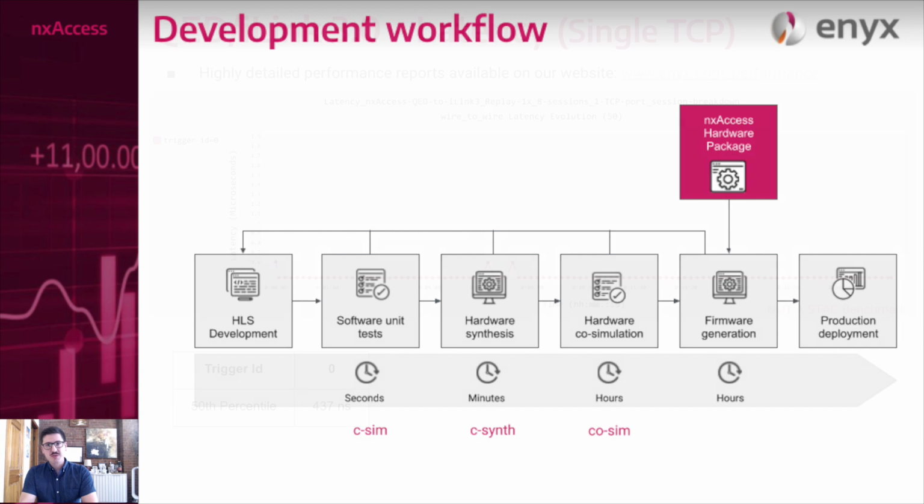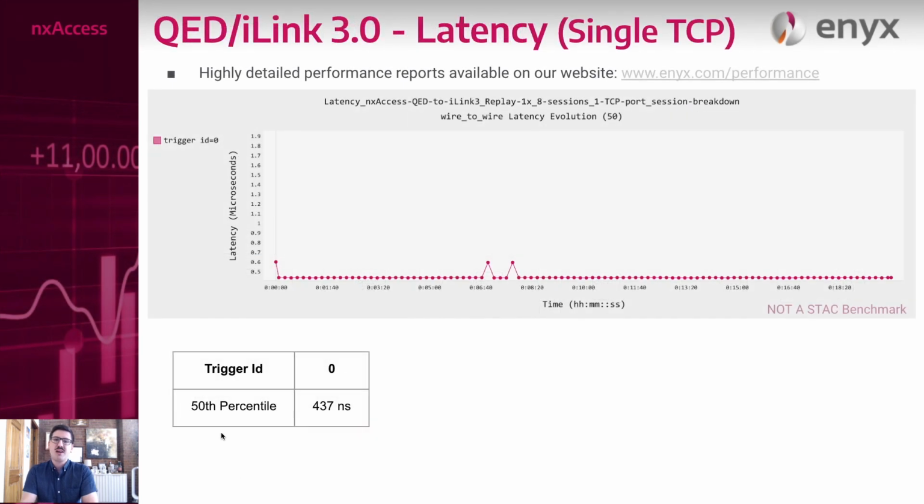So I mentioned the performance earlier. Here I have 2 slides that highlight the performance of nxAccess when using the QED market data protocol as input and the CME iLink 3 as output. Every order that we will send in that test are 300 byte iLink 3 orders, which means that on the wire it is 380 bytes.